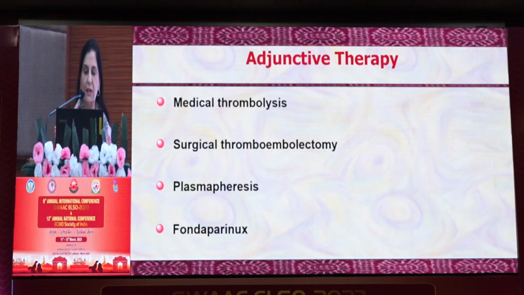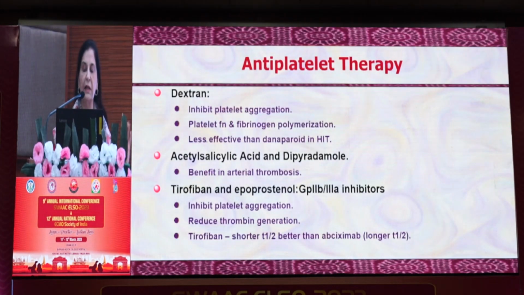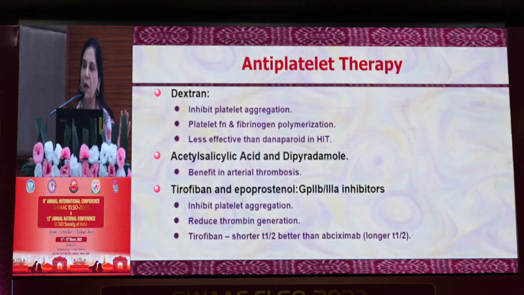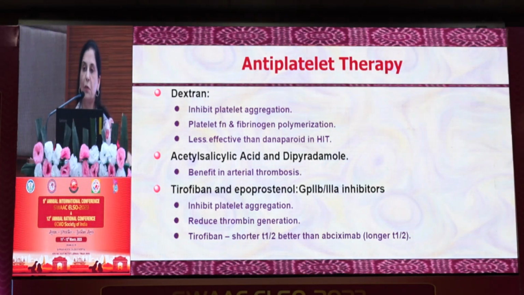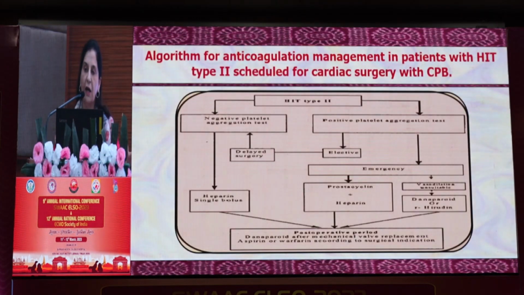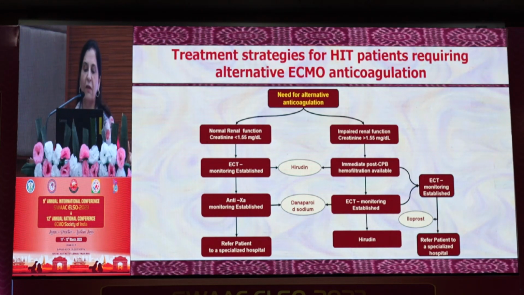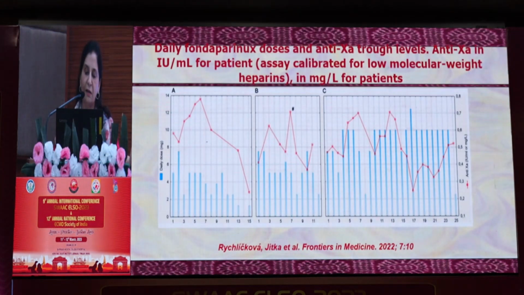I would like to end here since I'm short of time, that antiplatelet therapies with NOACs are on the horizon. You have ximelagatran, which is an oral direct thrombin inhibitor. You have tirofiban and epoprostenol, which are group 2B3A inhibitors. What is new are the ways we are going to use them: when to start, how to start, what to give.